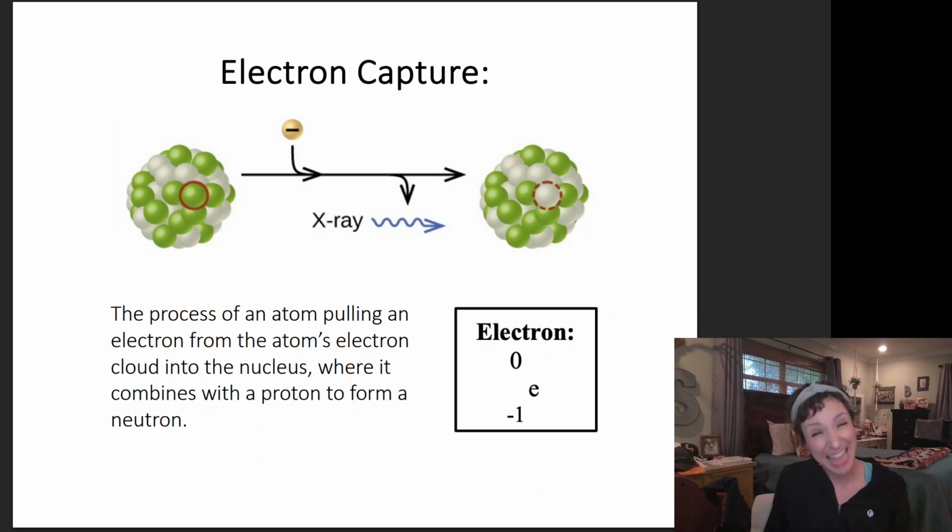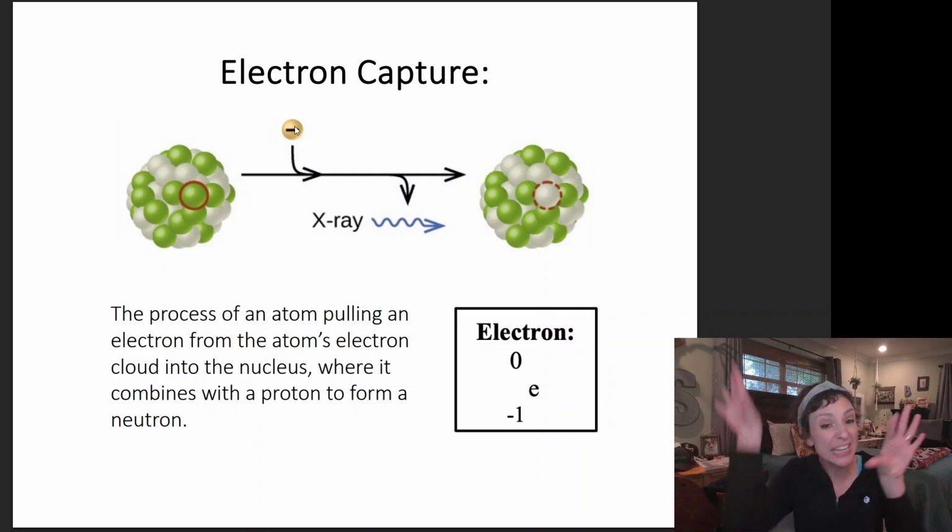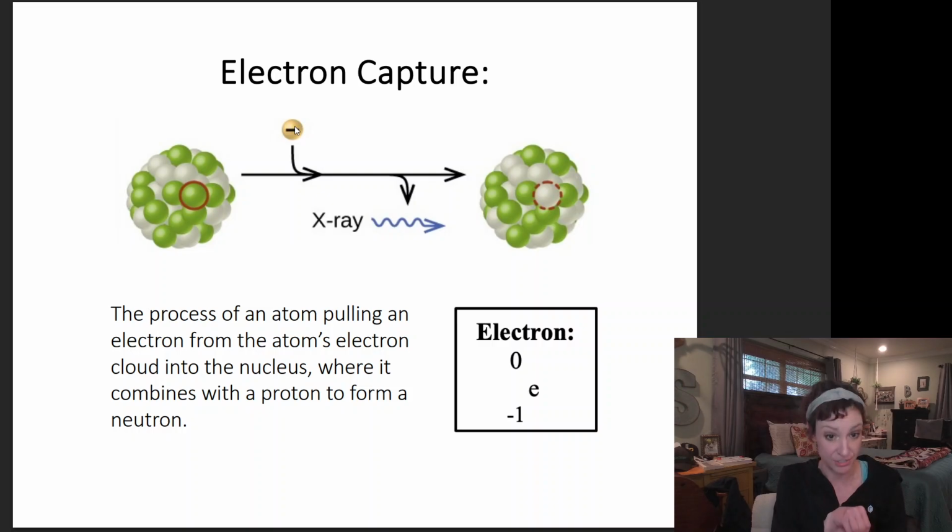Now, my last type of radioactive decay is not really a decay, meaning a particle is not being shot off, but a particle is actually brought in to change and make the nucleus stable in some way, okay? This is called the process of electron capture. The atom will actually pull an electron from its electron cloud into the nucleus, where that electron will combine with a proton to form a neutral neutron, okay? But this will involve me dealing with the same electron particle symbol that I've been seeing here.